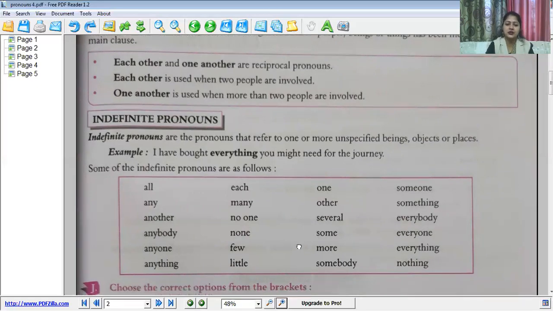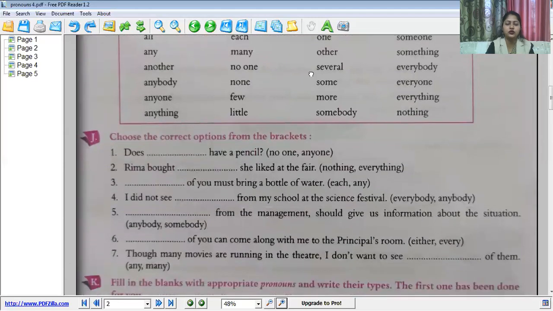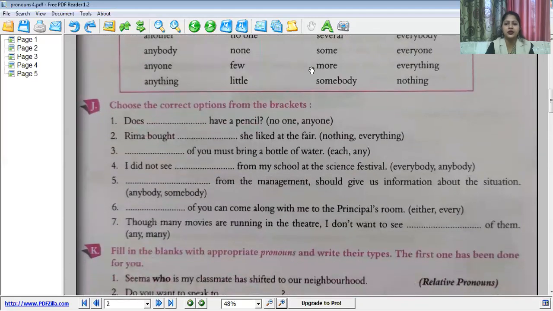Now let's move on to do the exercises. Now, does anyone have a pencil? You have been given in the bracket. Okay, children. Now, next, let's see.